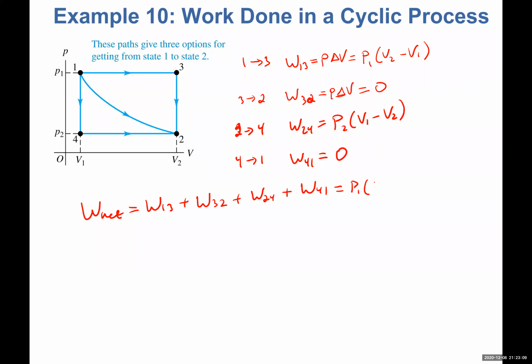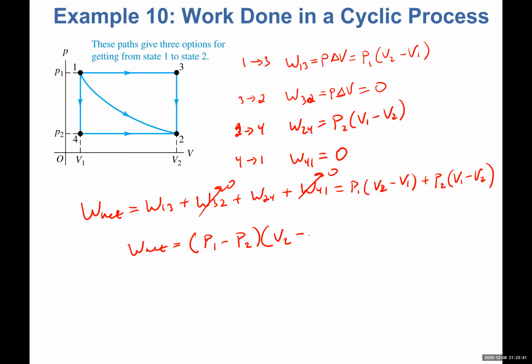So this is equal to P1 times V2 minus V1, then plus 0, because this is 0 and this is 0. Then it's just basically plus P2 times V1 minus V2. At the end, if you write those down, W net is equal to P1 minus P2 times V2 minus V1. And this is basically nothing but the area under the PV plane.